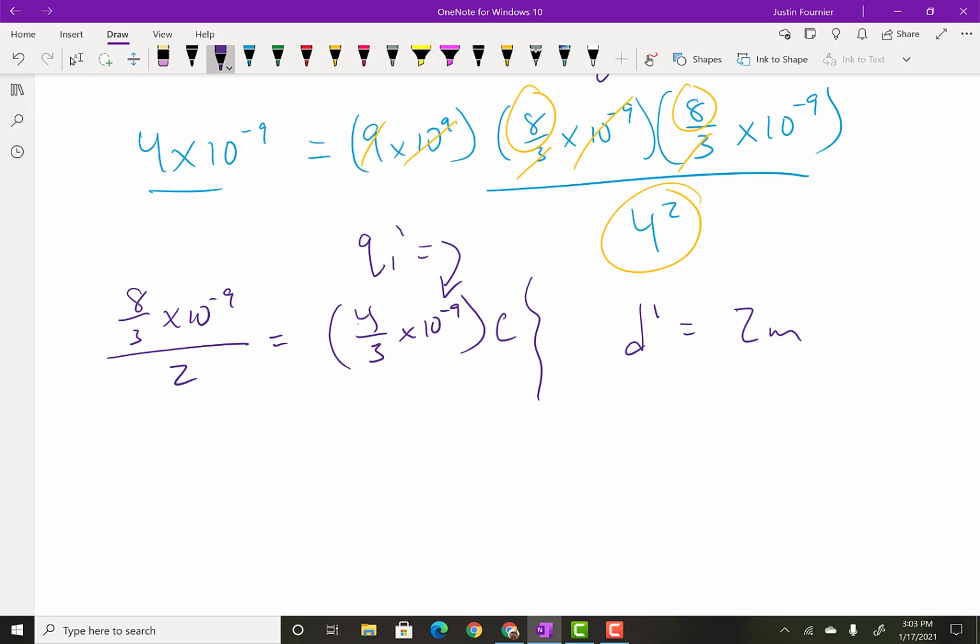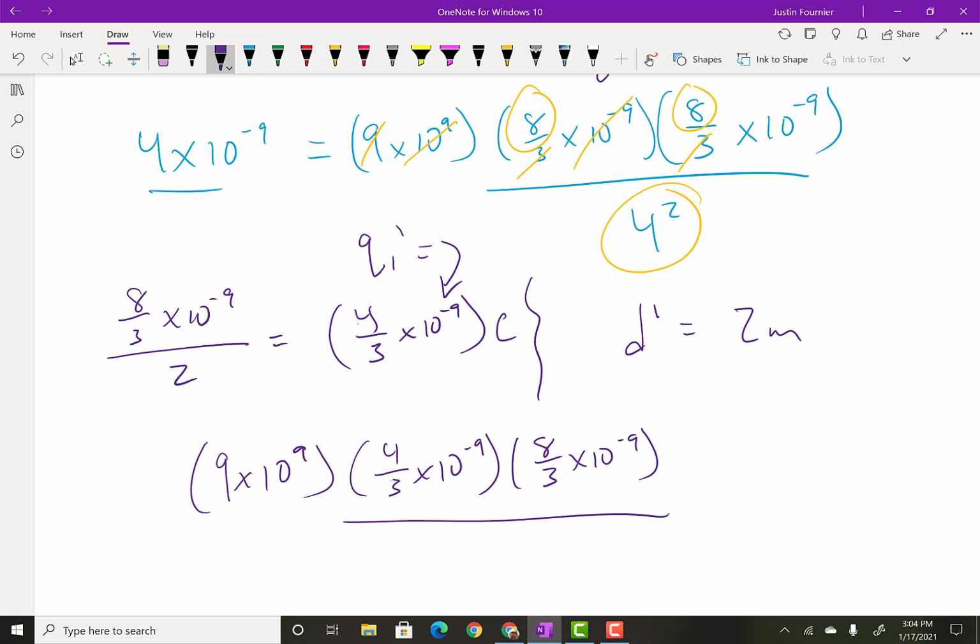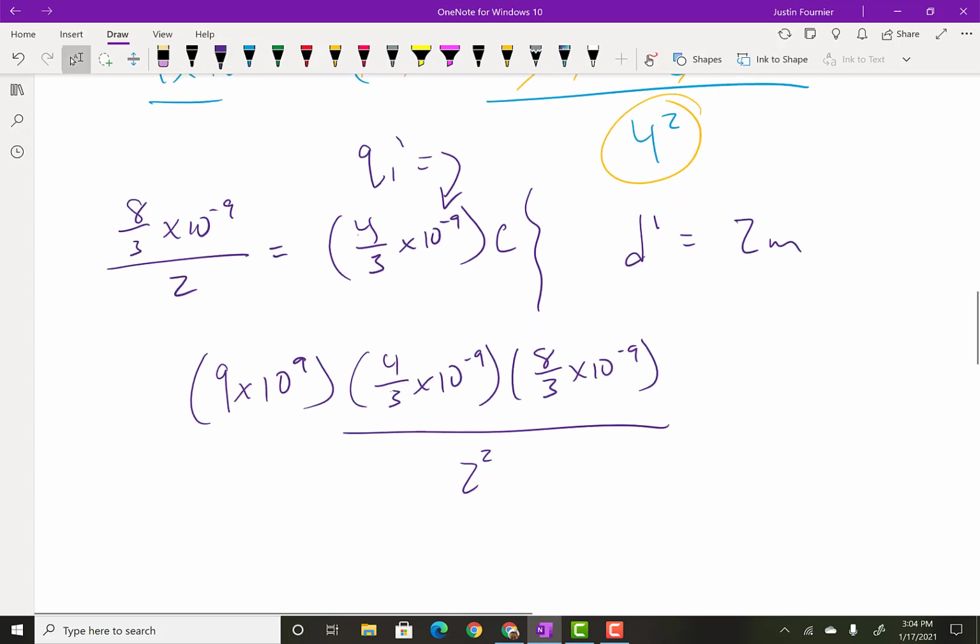So Coulomb's law again is 9 times 10 to the 9. That's the k constant. This new charge is now 4 over 3 times 10 to the negative 9 coulombs. And then this is still 8 over 3. Q2 is still 8 over 3. That one didn't get changed. Divided by, and now instead of 4 squared, it's 2 squared. So let's now see what this new value is going to be. Again, times 10 to the 9 cancels with times 10 to the negative 9. If you want to calculate all this out, you are free to do so, and you'll hopefully get the same answer. But I'm just doing this now without a calculator.